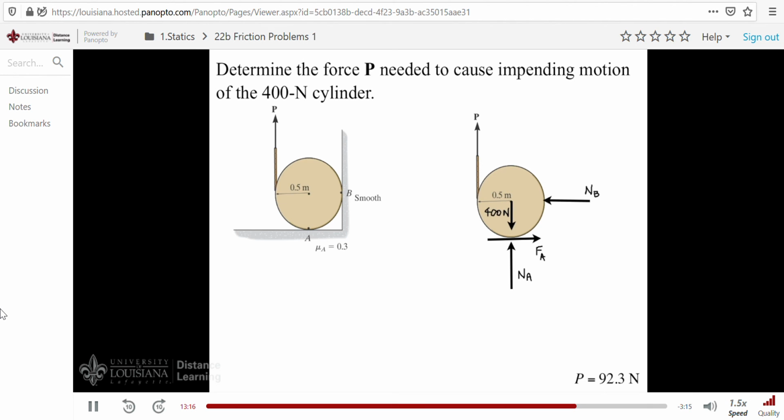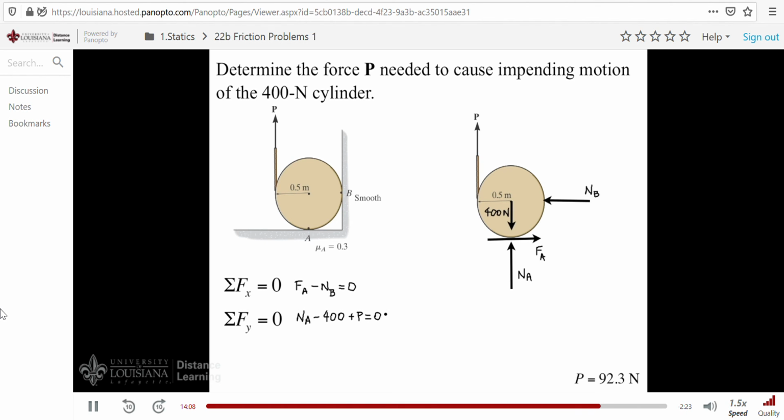Notice that we have 4 unknowns, 3 equations of equilibrium, and we use the friction equation down here because we have impending motion of our cylinder. First, we'll apply our equations of equilibrium. Summing forces in the x direction, we have f of A minus n sub B, and of course, all of this has to equal 0. Now we'll sum in the y direction. When we do that, we have n sub A minus 400, and of course, plus P, and this all equals 0.